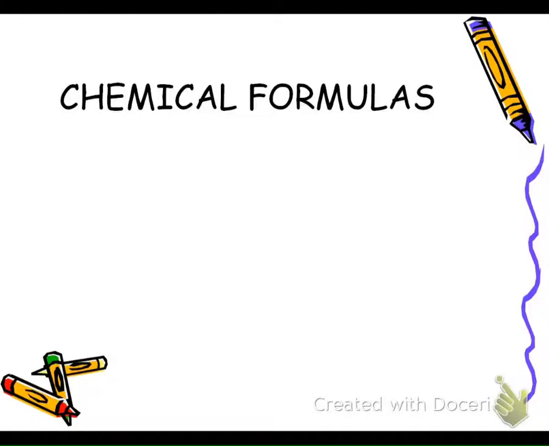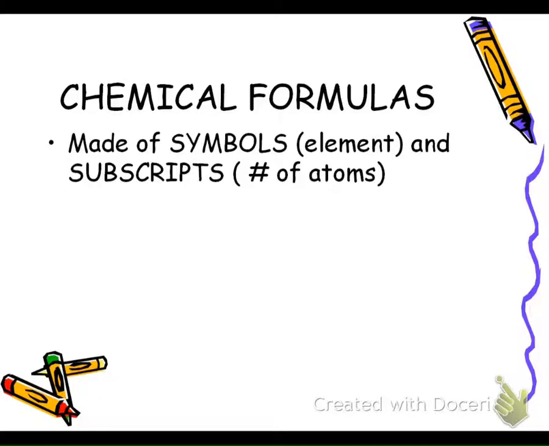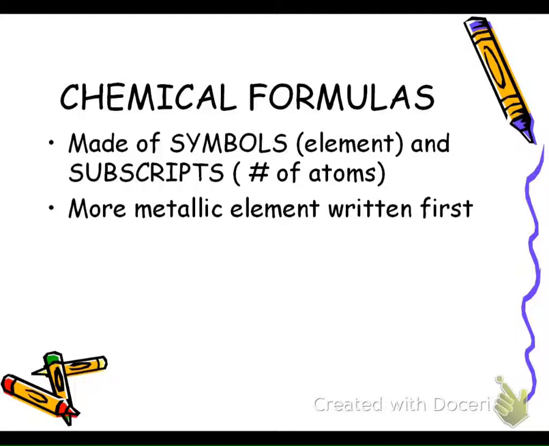This lesson deals with writing names and formulas for binary ionic compounds. To review, when writing a formula, a couple things we need to remember. First, formulas will be made of symbols for the element and subscripts indicating the number of atoms. The more metallic element must always be written first.